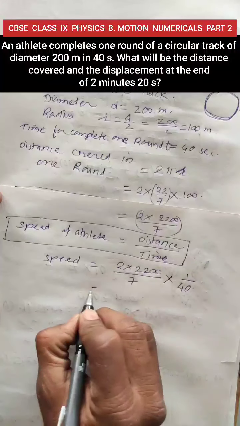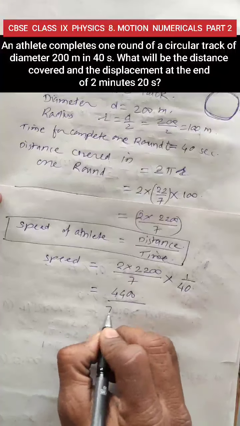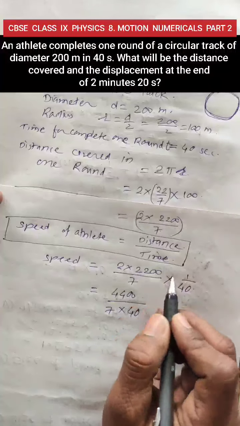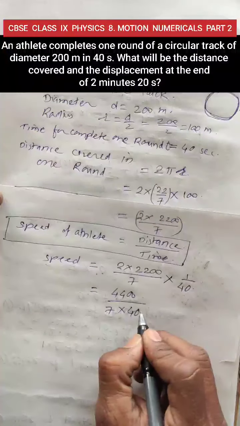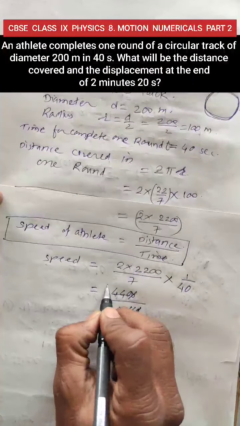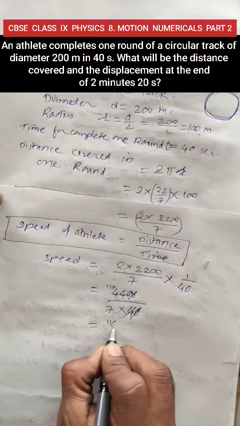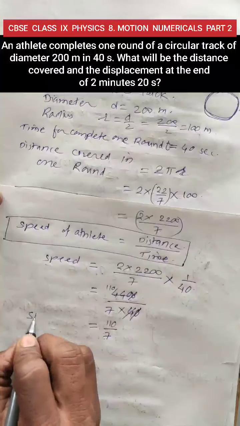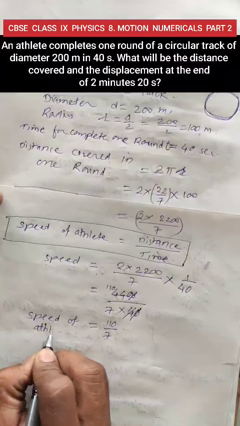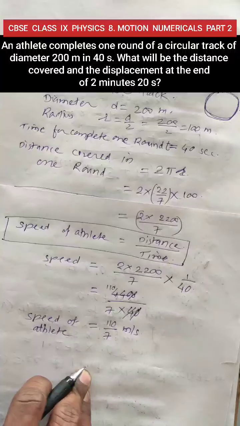Okay, so in the next step, 4400 upon 7 into 40, because 22 twos are 44 and 00 as it is. After that, cancelling this 0, we get 110 upon 7. So this is the speed of the athlete, in meters per second.